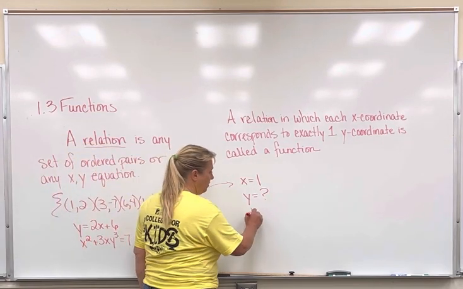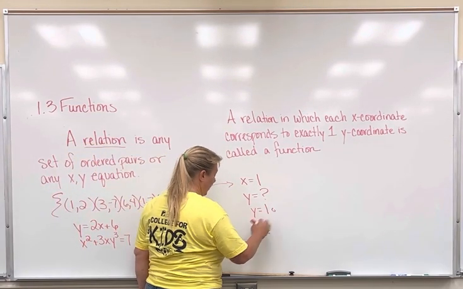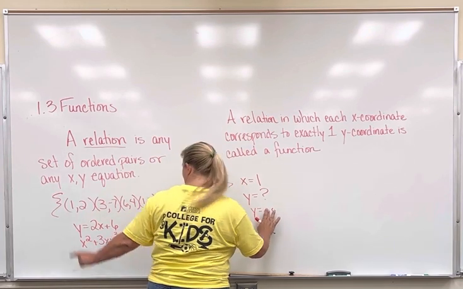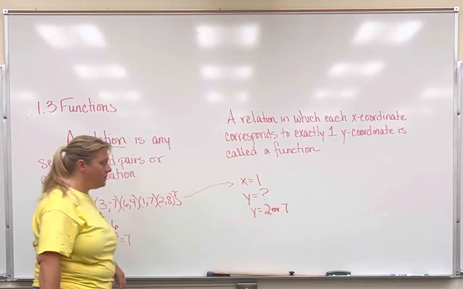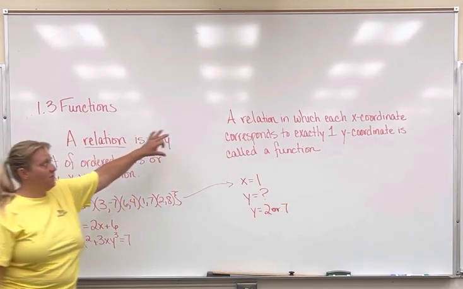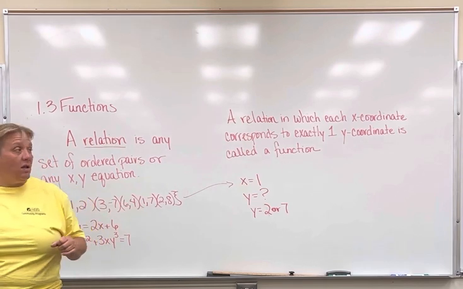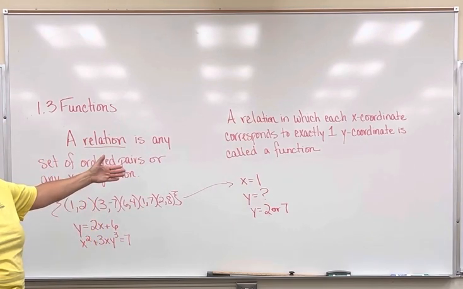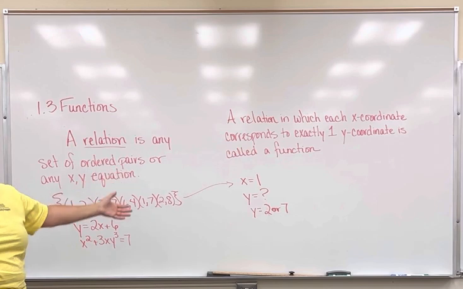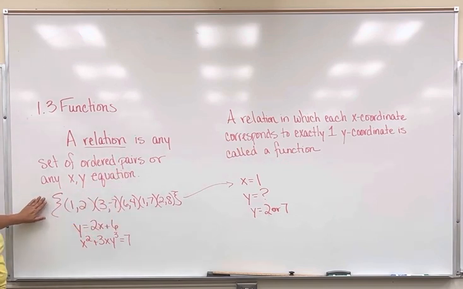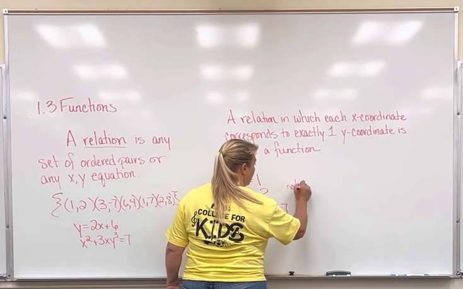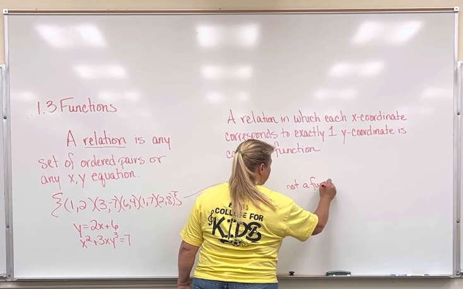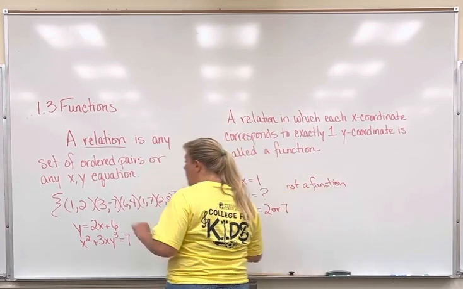So the answer here would be 2, or 7. Well, that doesn't follow what we've got going on here. That means that when I tell you what the x is, there's more than one y coordinate. So in this case, this guy here, while it's a relation, this is not a function. Okay, so this one is not a function.